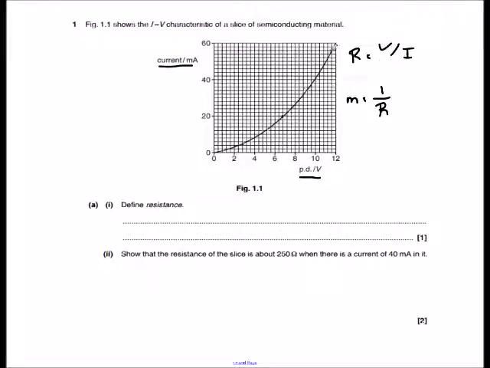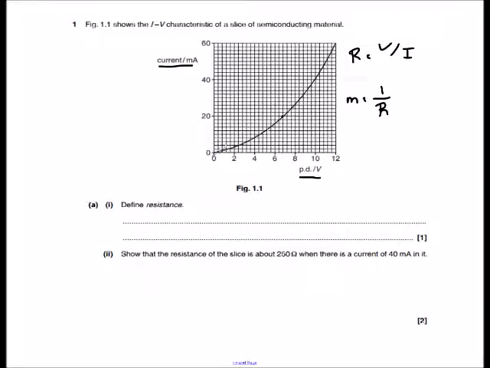So if there's a curved graph and you're asked to find the resistance, okay, then all you would do is just read off the value for voltage, read off the value for current, and divide one by the other. You would not draw a tangent and work out the gradient of the tangent. That's a really important point that people often miss. You only draw tangents for things where it's a rate of change, which is not what resistance is.